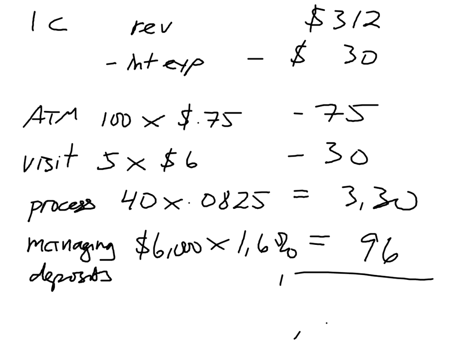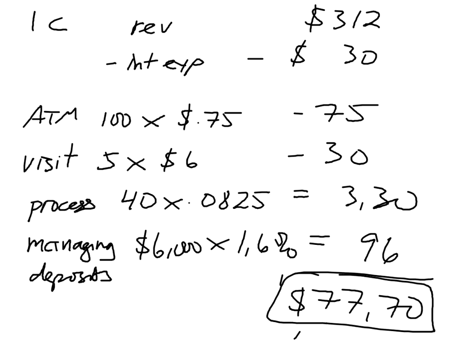All right, so we have our revenue of $312. We subtract 30 for interest expense, 75 for the ATM, 30 for the branch visits, $3.30 for processing, and $96 for managing deposits. So that's going to give us a total profit. The bank is going to have a profit of $77.70. So that's quite different from our first problem.